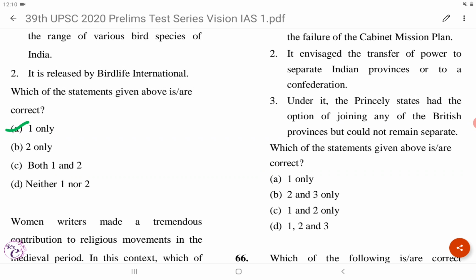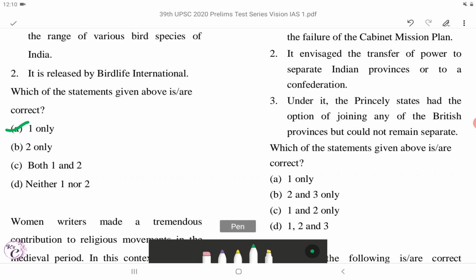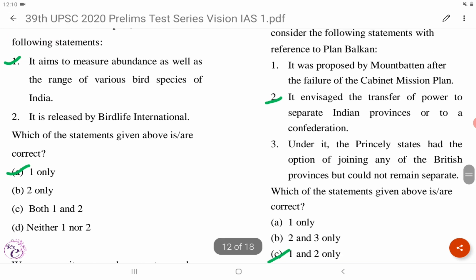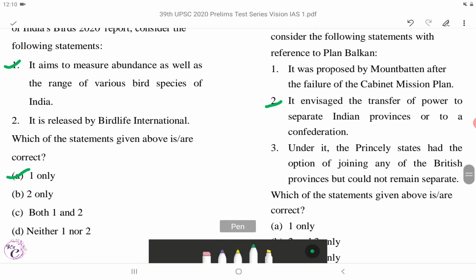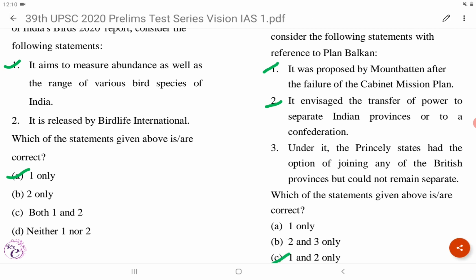So the correct answer is C. That is 1 and 2 only.